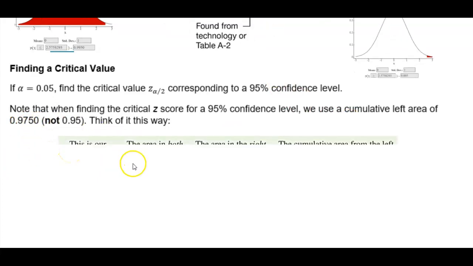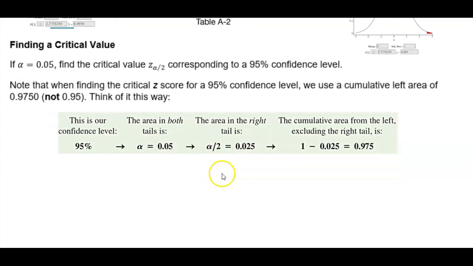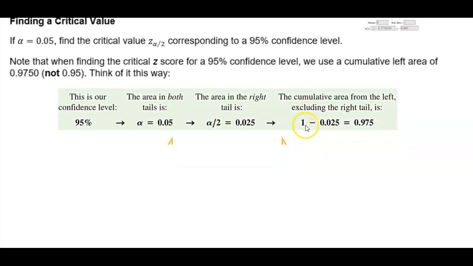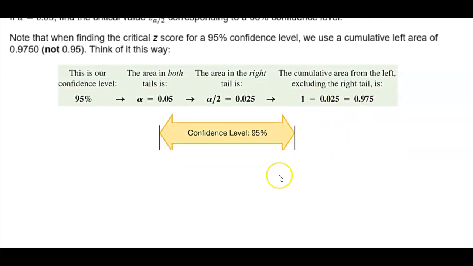So again, think of it this way. This is our confidence level, 95%. Now, what is the area in both tails? Well, the area in both tails is 0.05. And so in order to find the area in the right tail, we would take alpha, divide that by 2 to get 0.025. And then we would take 1 and subtract 0.025, which equals 0.975.